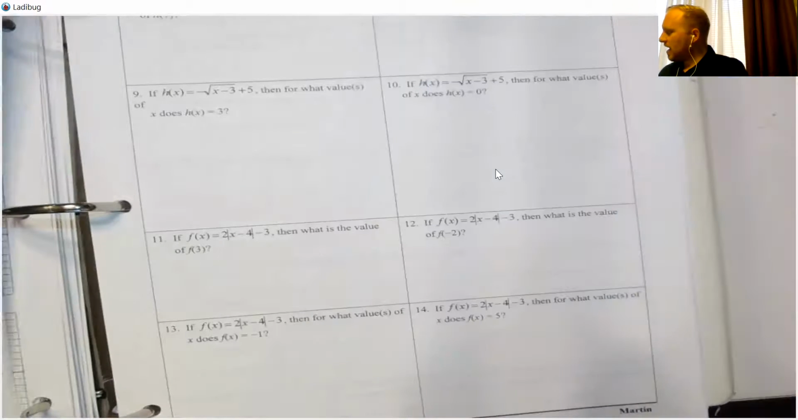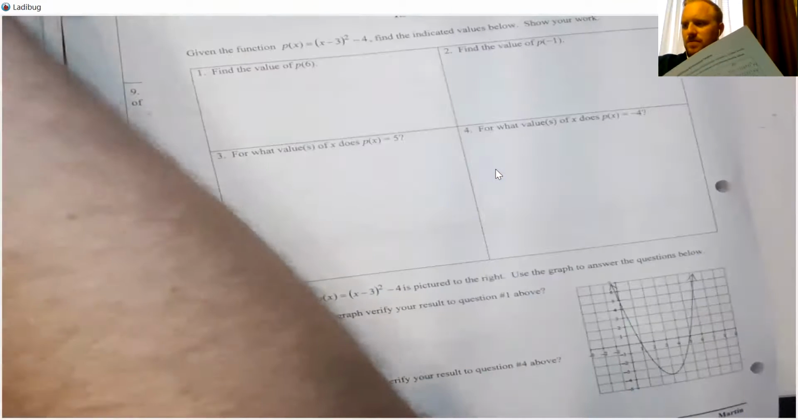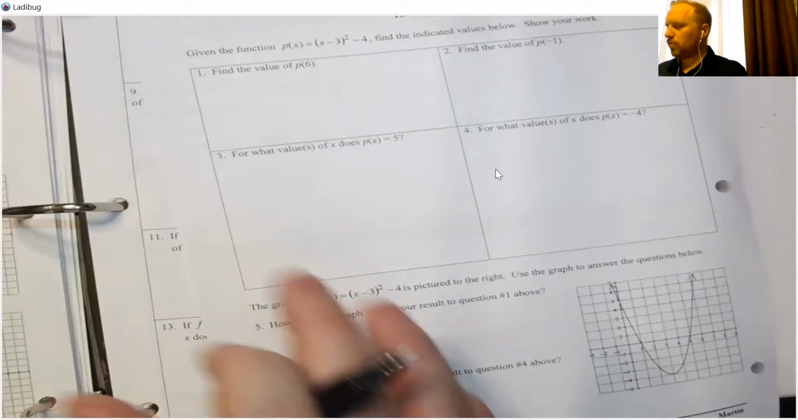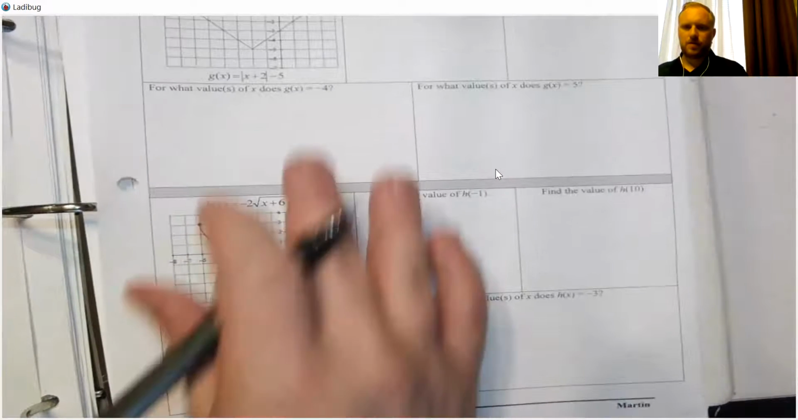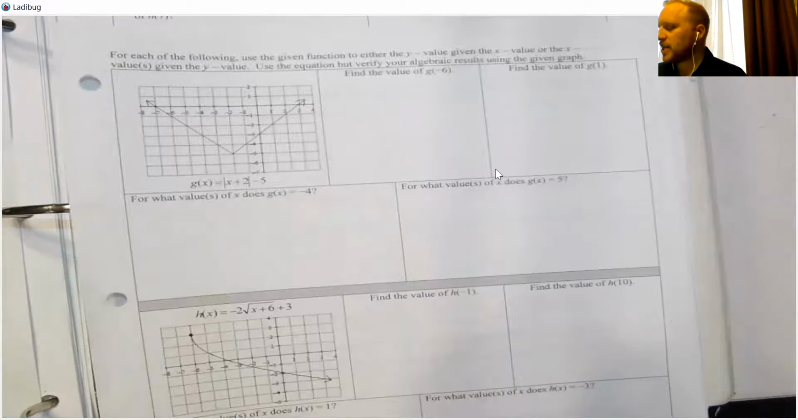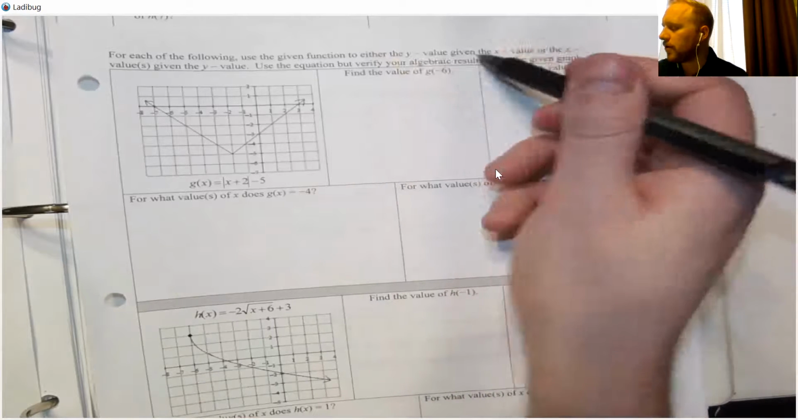Now, let's just do, that's it. Oh, we got one more. Actually, one more question. Got this side here for our notes. Okay. So it says, for each of the following, use the given function to find either the y value given the x value, or the x value given the y value. Use the equation, but verify your algebraic results using the given graph.